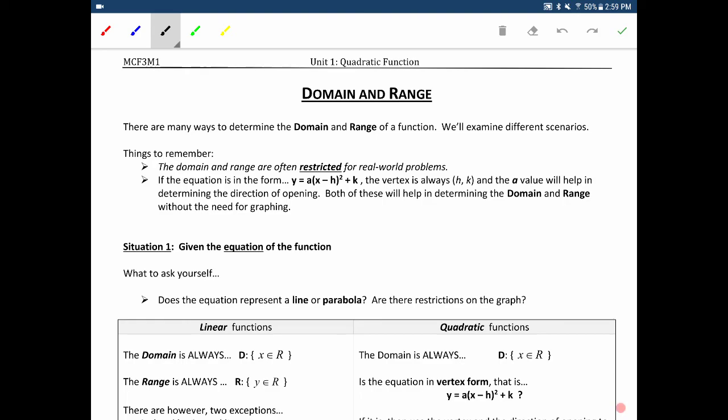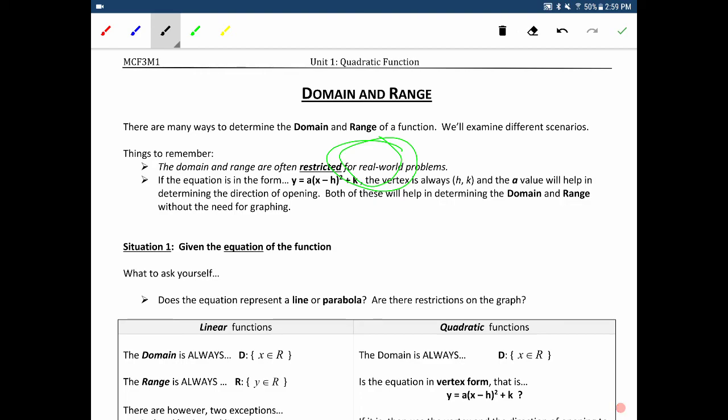And sometimes we forget that if we have an equation representing something that's real world, that's the key here. If it's real world, then that can sometimes restrict things. For instance, if I have a distance versus time graph, I can't have negative time or negative distance. These things don't exist, right? There's no such thing. So that's something to keep in mind when you're doing domain and range, if it's a word problem in particular.